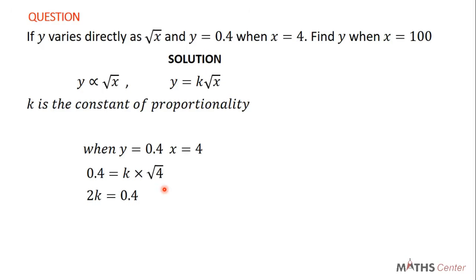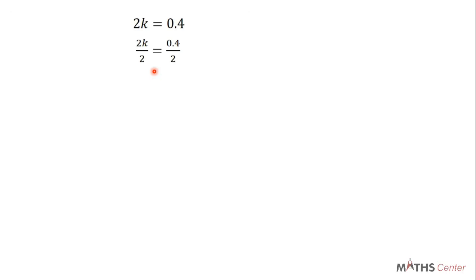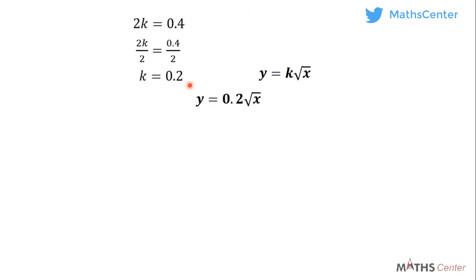From linear equations, we learned that we divide the left-hand side by 2 and the right-hand side by 2. And when you do that, you have k to be 0.2. Remember, the expression was y is equal to k square root of x. And we have found that k is equal to 0.2. So we can say that y is equal to 0.2 square root of x.